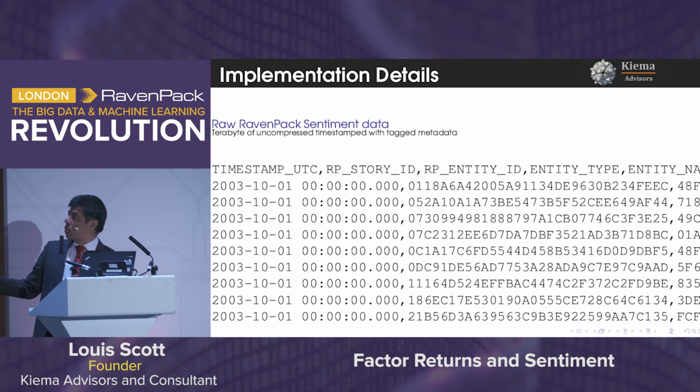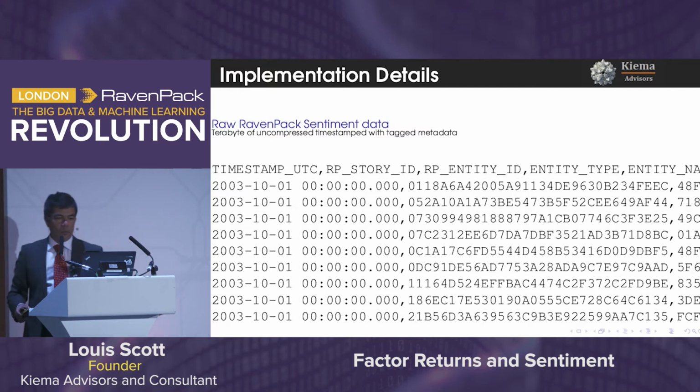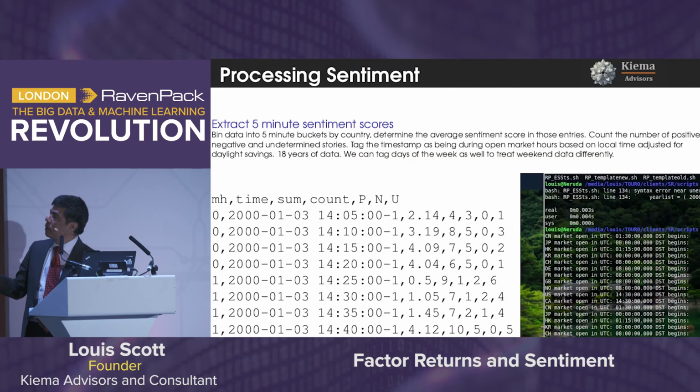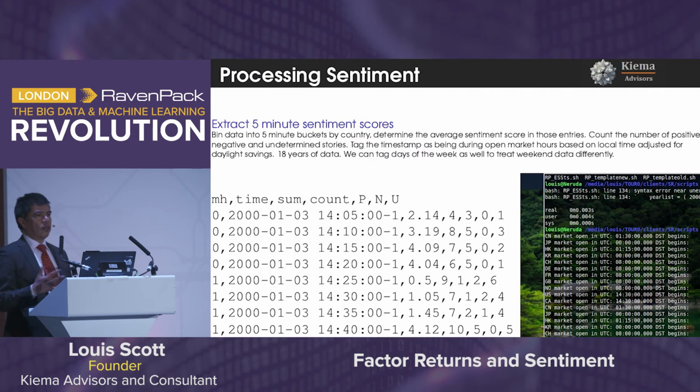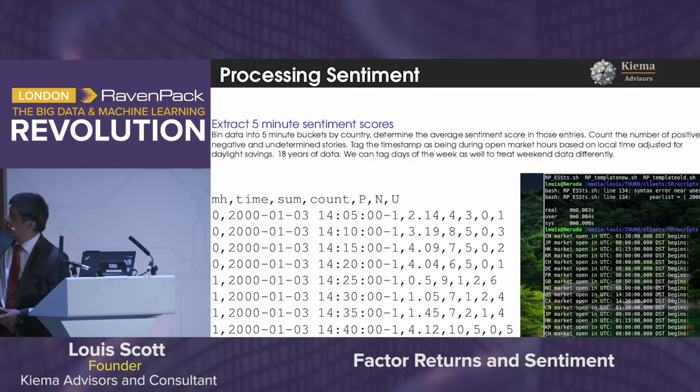So this is the RavenPack data set. Millisecond timestamps with a whole host of identifiers and metadata tagging. For me, going back to 2000 across all regions, that was about 1 terabyte's worth of data. And then what I did using Bash and some standard Linux scripts is to take all that information, bin it down into 5-minute increments, take account of positive and negative stories.